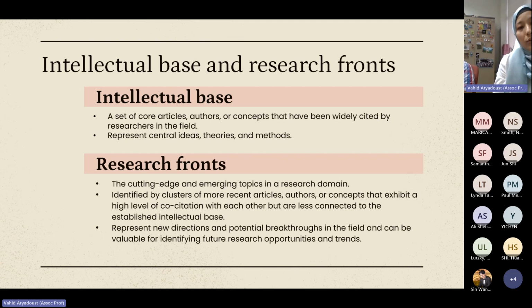But more interesting also is how the different research fronts actually develop. So these are, for the moment, the cutting edge and emerging topics in a research domain.